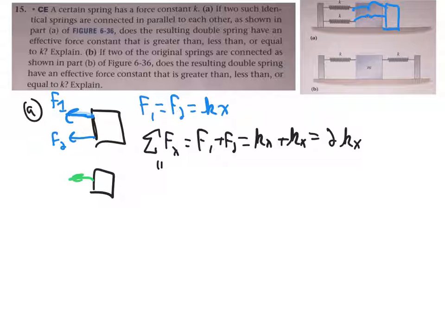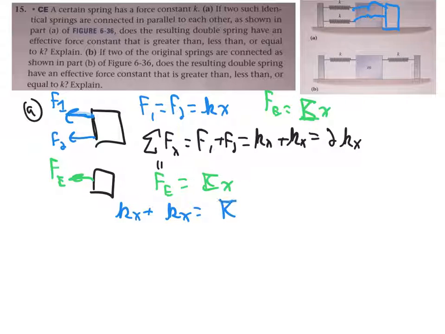And we want that to equal some new spring exerting some new amount, which I'm going to call F equivalent. And F equivalent is going to be some new spring constant times X, where I'm using capital K for the new spring constant. So the sum of the forces is F equivalent, which is capital K times X. We can put those together to say that Kx plus Kx is capital Kx. The x's are all the same, so I can factor them out. I have 2Kx is capital Kx, or capital K has to be 2K.